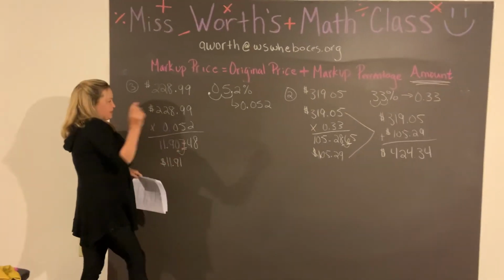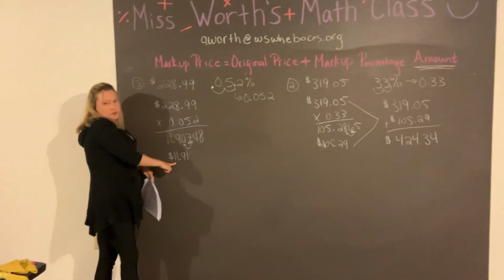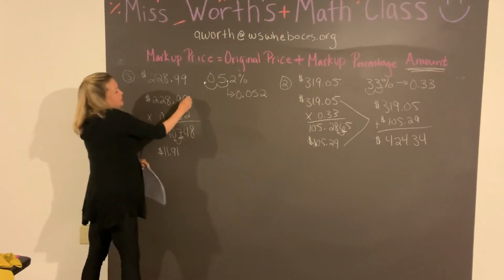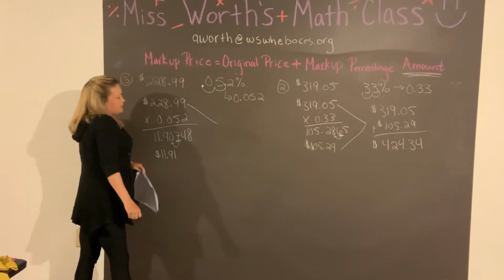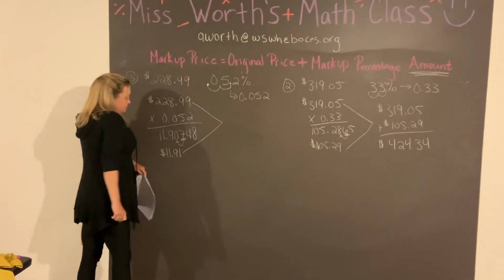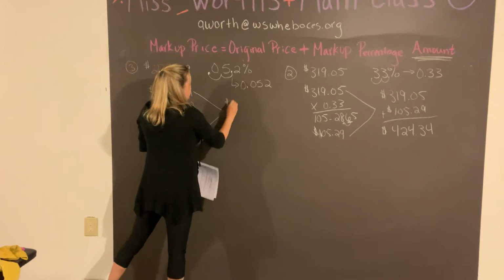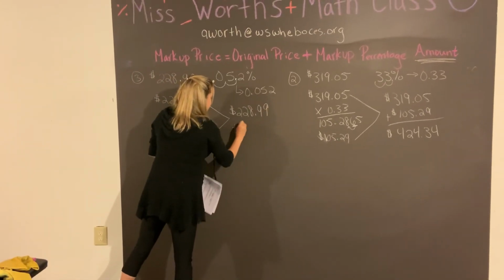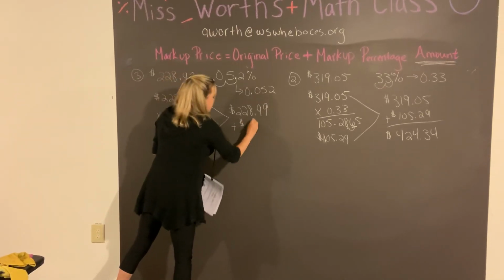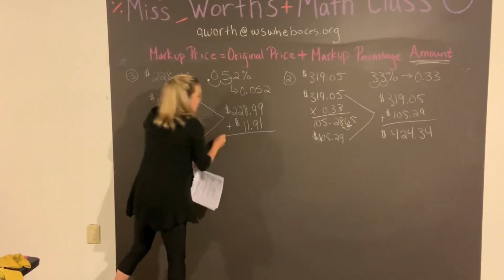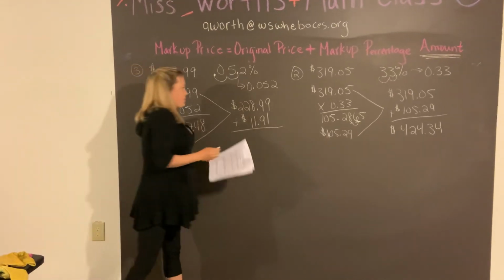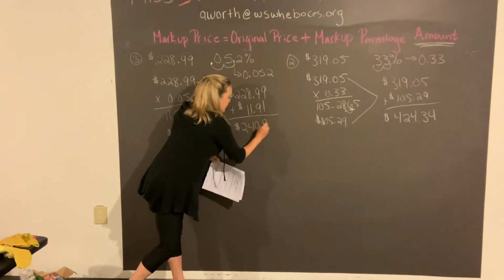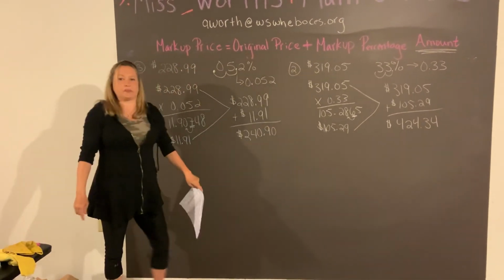Okay? Then I know this is not what I'm charging the customer. I hope not, otherwise you're getting a really good deal. But I know I need to take how much I paid plus my markup. So I'm going to add these two together. So my $228.99 plus my $11.91. And I got a total of $240.90 of what I'm charging the customer.